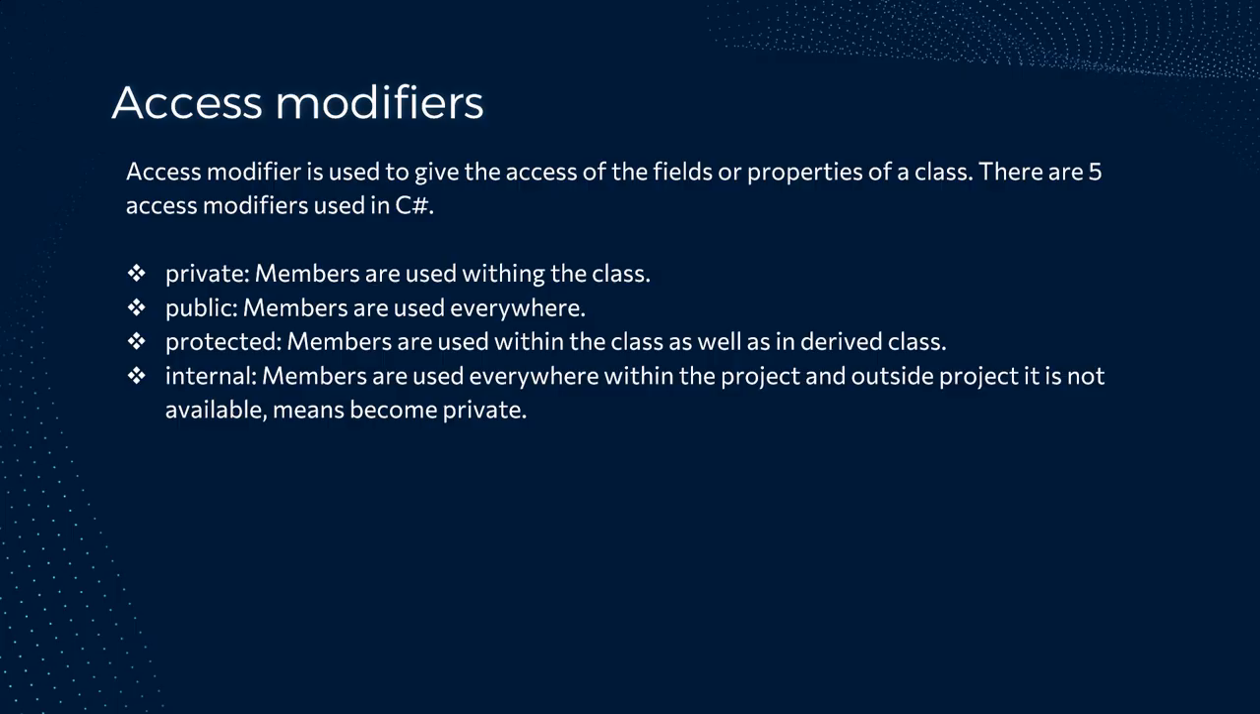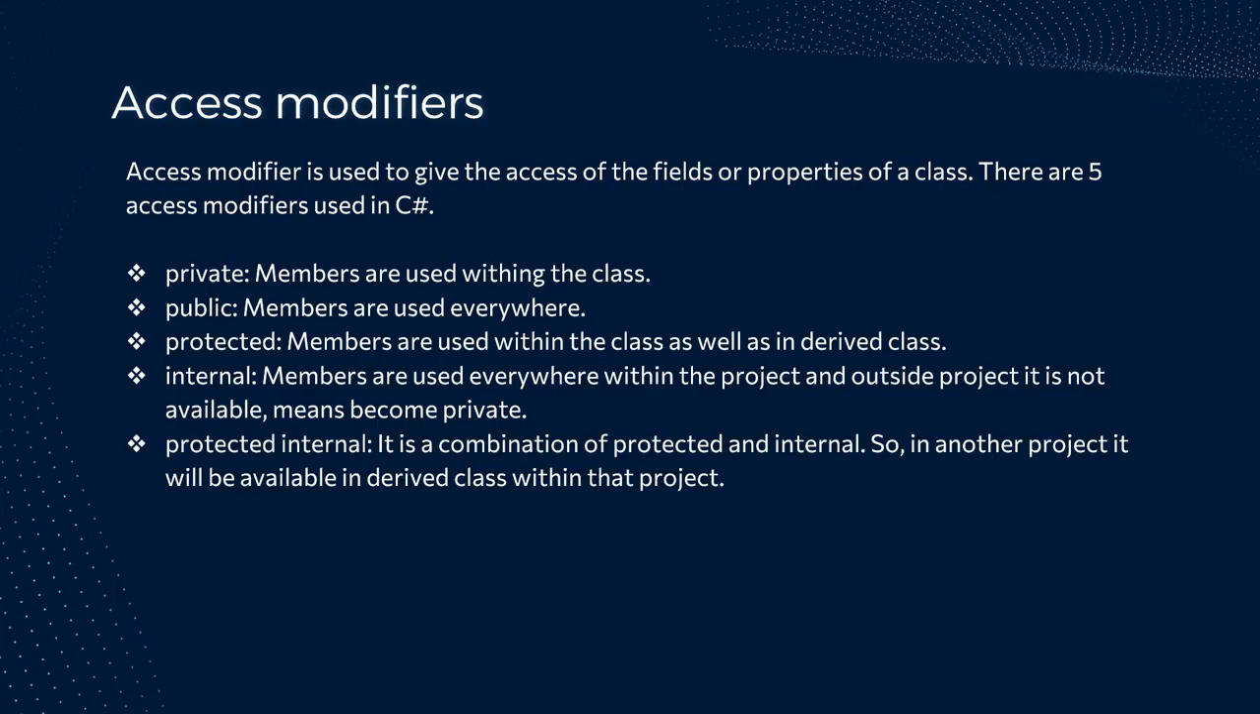And let's talk about the internal access modifier. Internal access modifier members are used everywhere within the project, and outside the project it is not available, meaning it becomes private. When we say outside the project, it means in another project. So in another project the internal members are not available. And the last one is protected internal. It is a combination of protected and internal. So in another project it will be available in a derived class within that project.